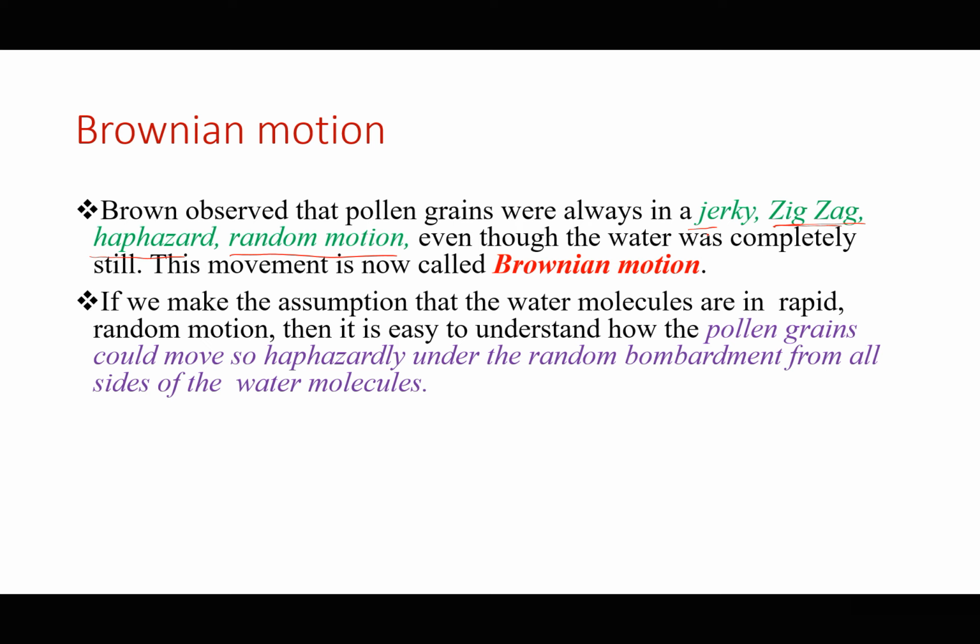Because the pollen grains can be seen under a microscope, we can see them changing direction, moving in a zigzag fashion, simply because they are continuously being bombarded by the water molecules from all sides. So when a pollen grain X collides with a water molecule Y, it changes its direction. As it moves, it collides with another water molecule and keeps changing direction. This is evidence that the water molecules themselves are moving randomly in different directions.